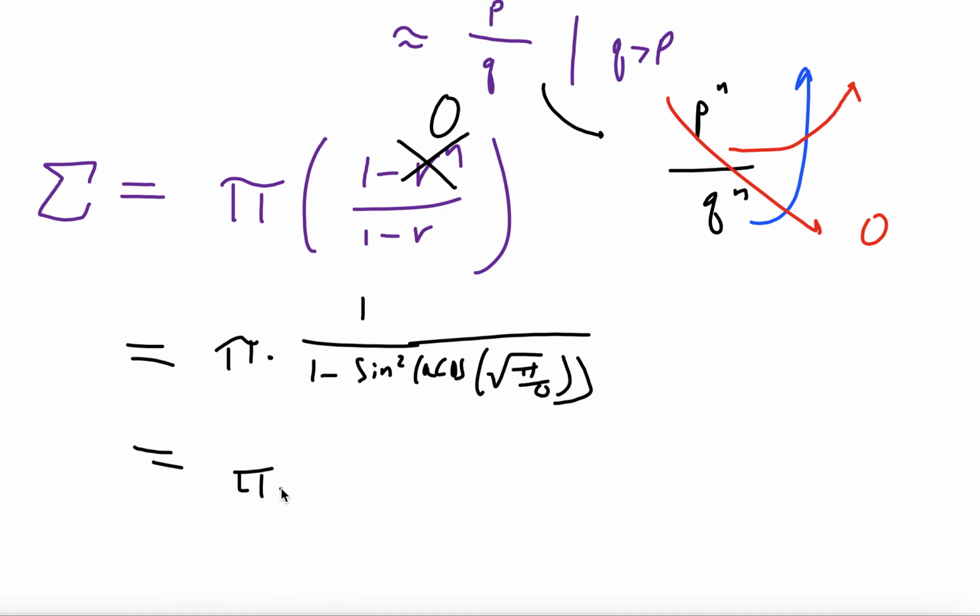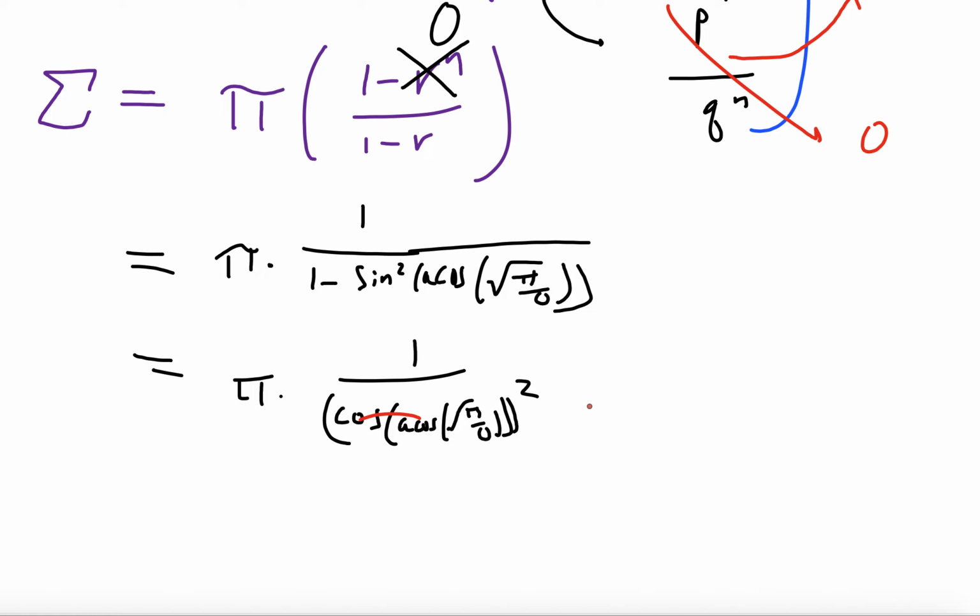So this is the same thing as pi times 1 over cosine of arc cosine of root pi over 6, quantity squared. And of course, cosine and arc cosine will cancel out, so we get root pi over 6 squared. So this is equal to pi times, so root pi over 6 squared is going to be just pi over 6, which is going to be pi in the denominator stays and 6 flips up because it's in the denominator of a denominator, so it becomes 6 over pi.